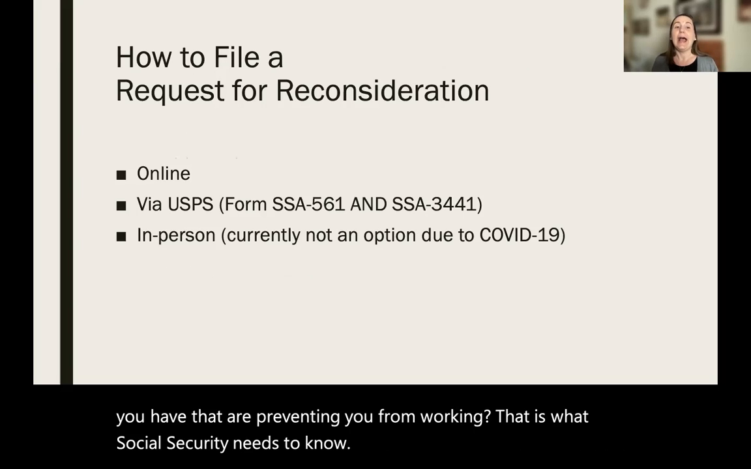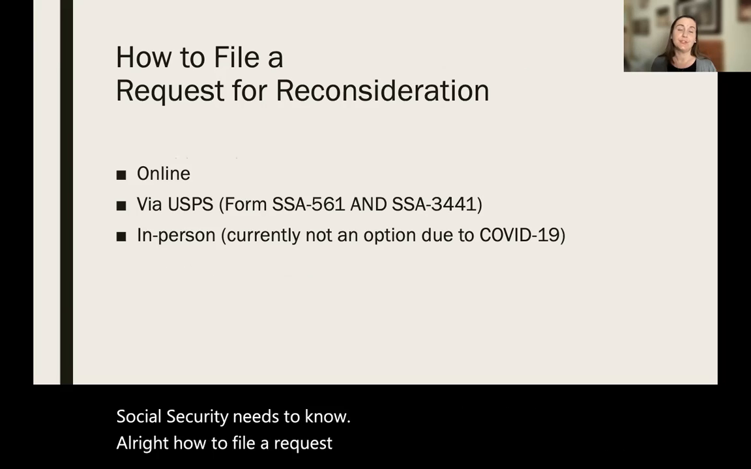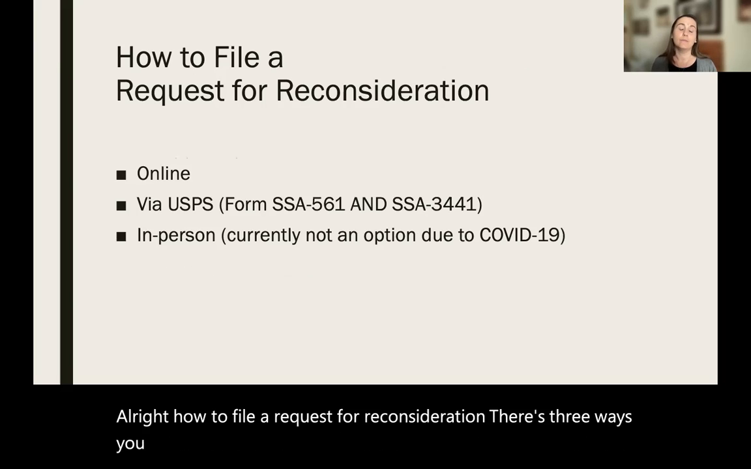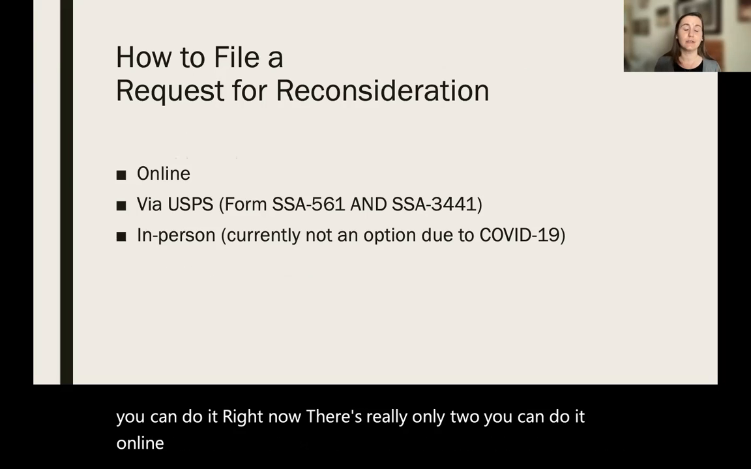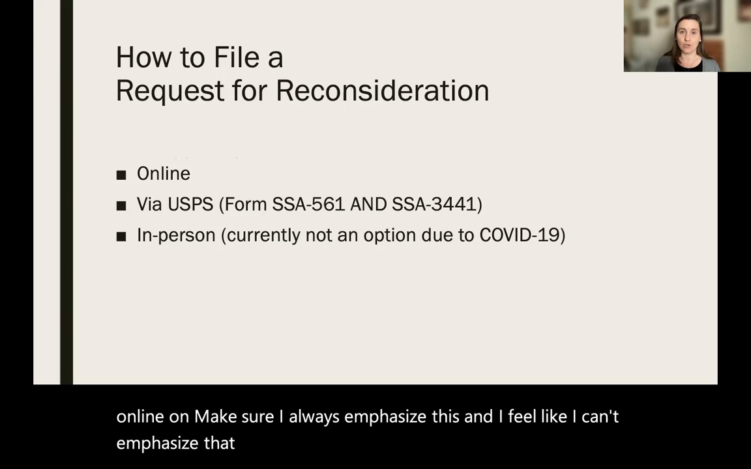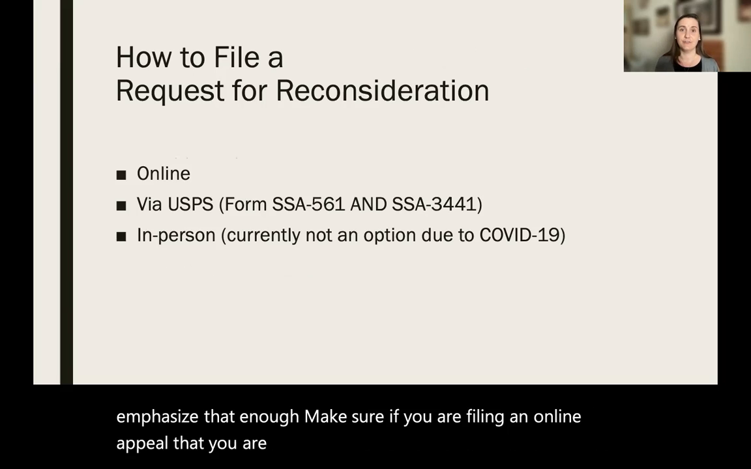All right. How to file a request for reconsideration. There's 3 ways you can do it. Right now, there's really only 2. You can do it online. Make sure, I always emphasize this, and I feel like I can't emphasize it enough, make sure if you are filing an online appeal that you are on ssa.gov. Don't put your information into any other website.